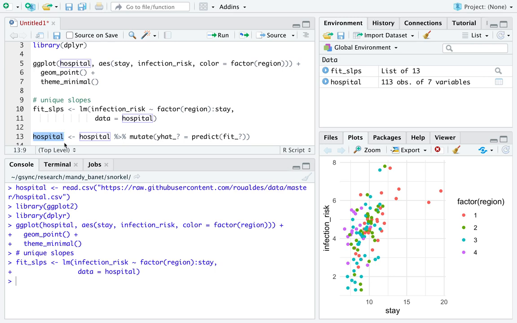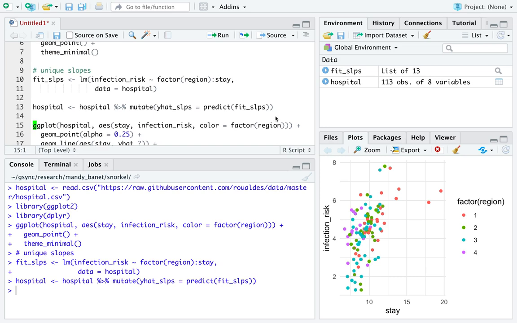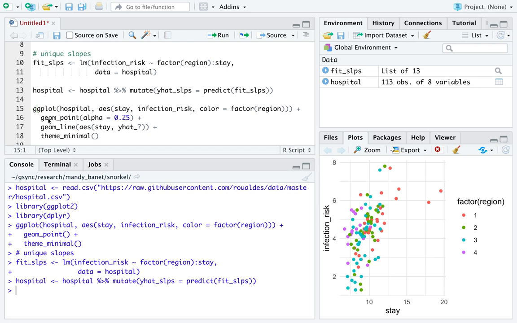And then we're going to update our data frame named hospital by modifying the data frame named hospital so as to mutate it, that is, give it a new column named y hat slps for the predicted infection risk from a model that has unique slopes, by calling predict on our fitted model named fit underscore slps. When we do that, we will add a column to our data frame appropriate for the predictions from a unique slopes multiple linear regression model. We can modify our plot that you see right now by adding the line appropriate to the y hat for our unique slopes model.